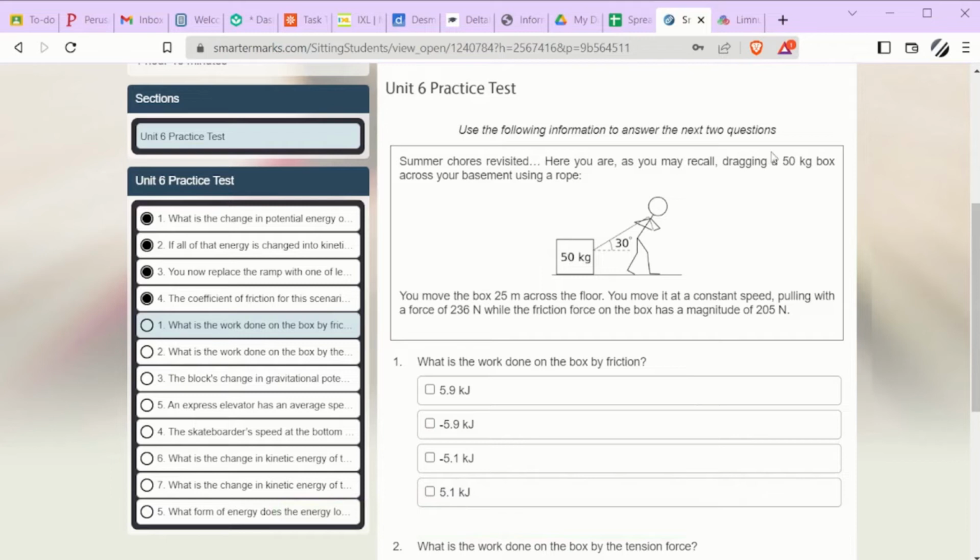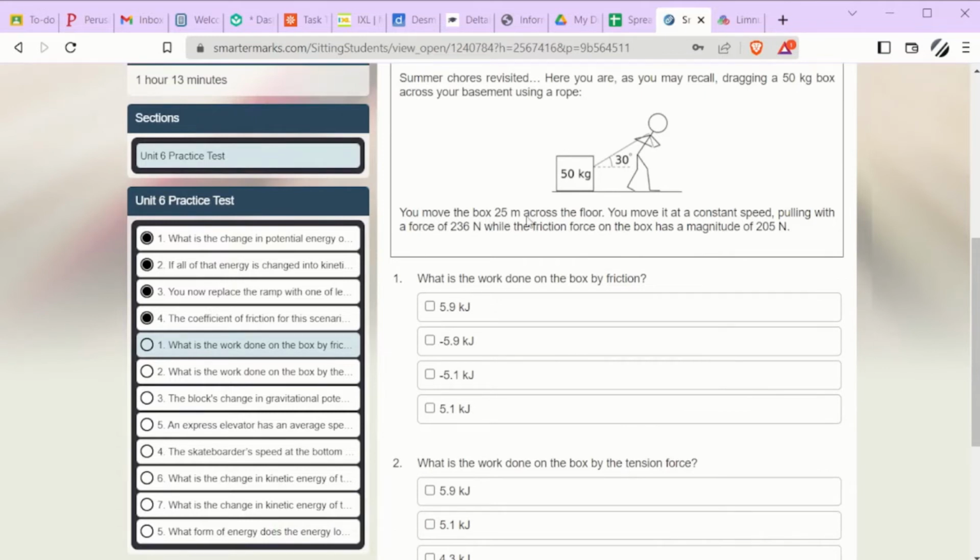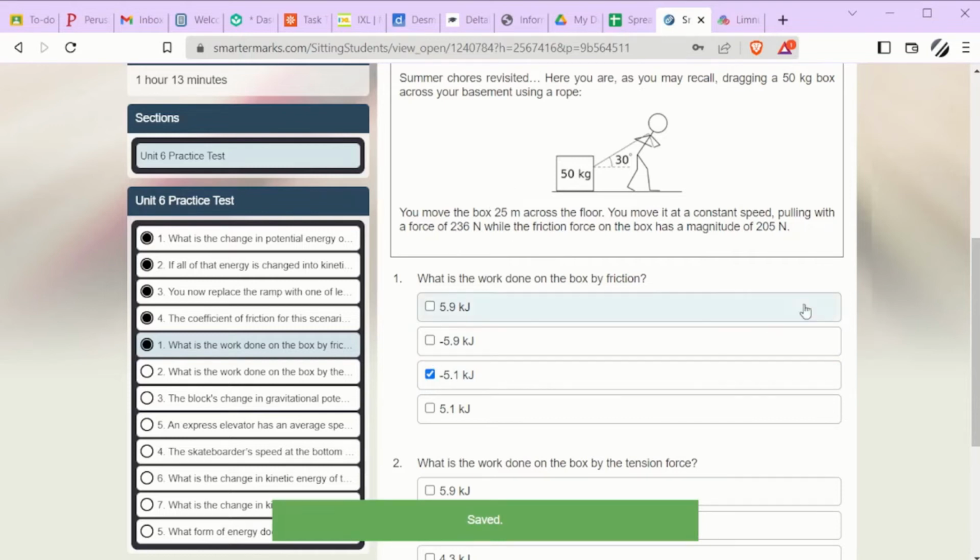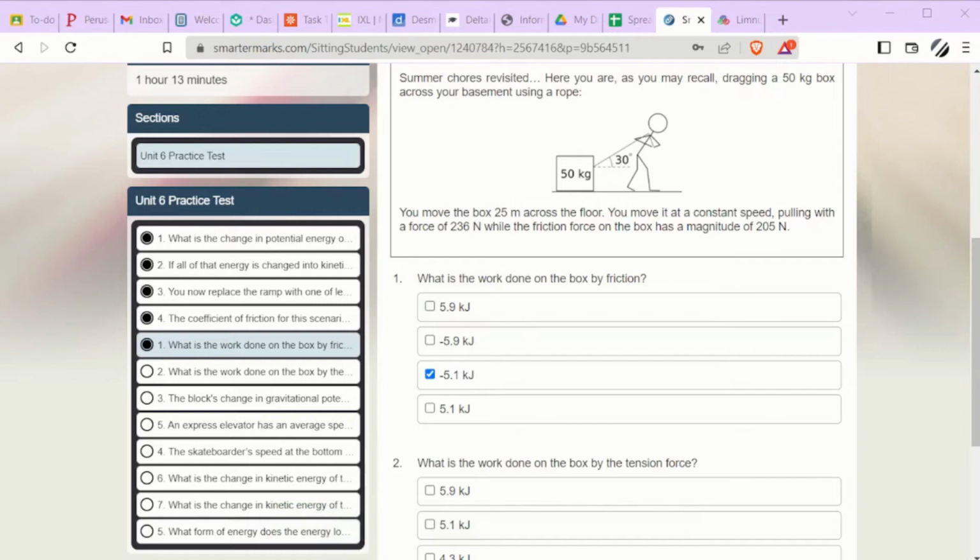All right, so now we are dragging a 50-kilogram box across the basement using a rope. We move it 25 meters across the floor. It moves at a constant speed. We've got a force of 236 newtons, while the friction has a magnitude of 205 newtons. The work done by friction will be our 205 newtons times 25 meters, and it's going to oppose our motion. So it's a negative 5.1 kilojoules, that 205 times 25 works out to 5,125. Again, friction is opposing the motion.